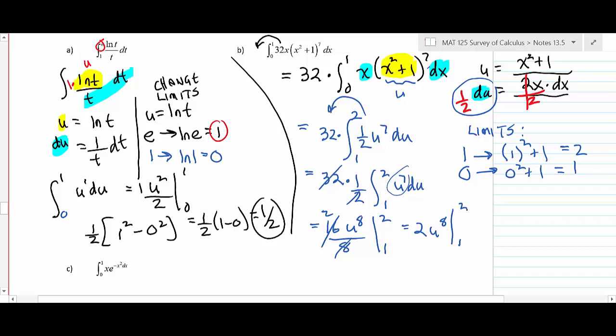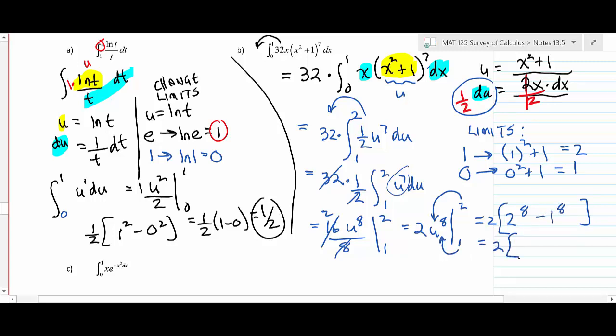So you've got two choices. You can either do 2 times 2 to the 8th minus 2 times 1 to the 8th, or you can just write the 2 down and then do it like this. This is the way I do it. Just the 2, just kind of have it factored out. Then you would have 2 to the 8th minus 1 to the 8th like that.